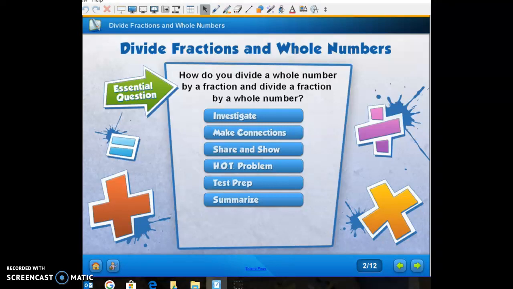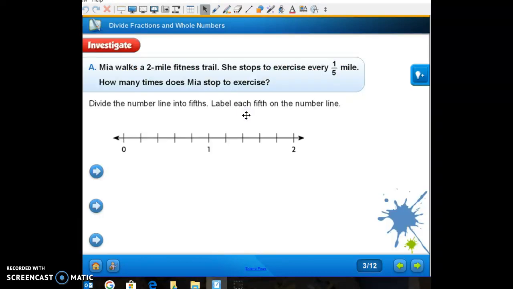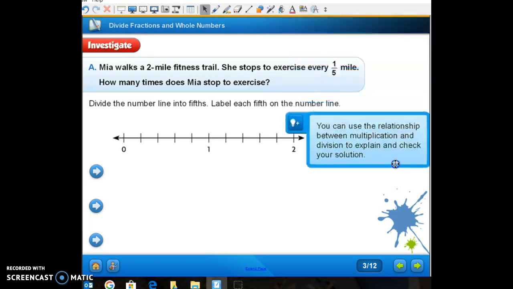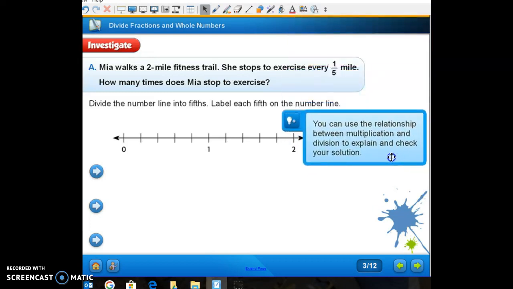Okay, today we're starting our chapter on dividing fractions. We're doing lesson 8.1. We start on page 339. Our question is, how do you divide a whole number by a fraction and divide a fraction by a whole number? Okay, here's a little hint. You can use the relationship between multiplication and division to explain and check your solution.